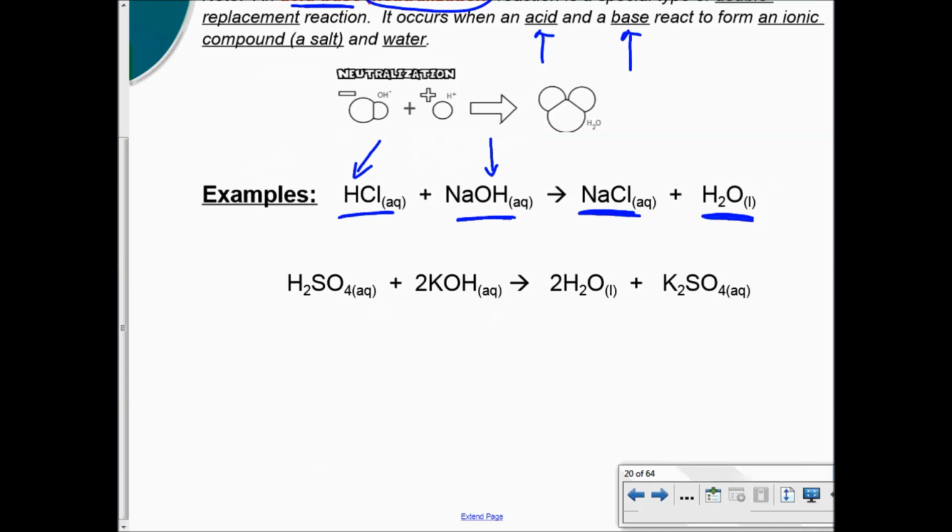Here you have an acid you recognize because of the hydrogen, with a base you recognize because of the OH, and you're getting water. Notice that water is in its liquid state when it forms from an acid-base neutralization reaction. And then you have a salt here because it's an ionic compound. You know it's ionic because of that metal.